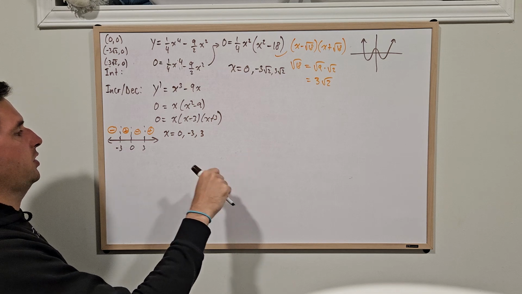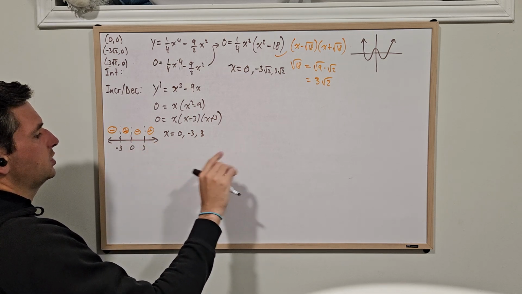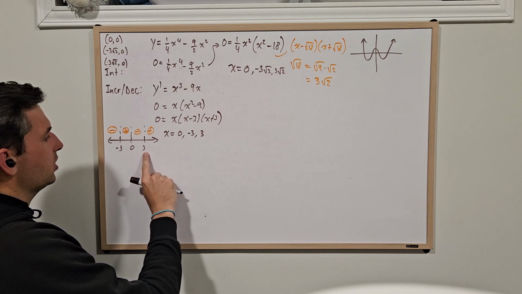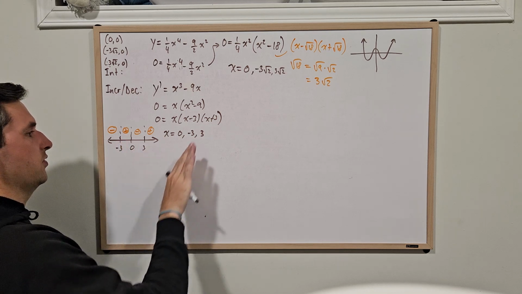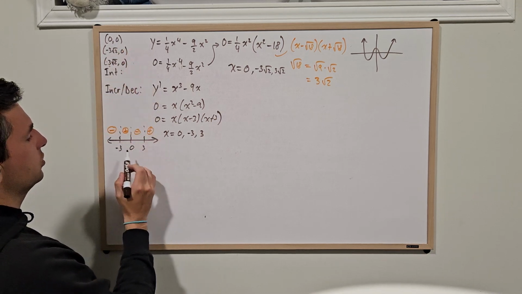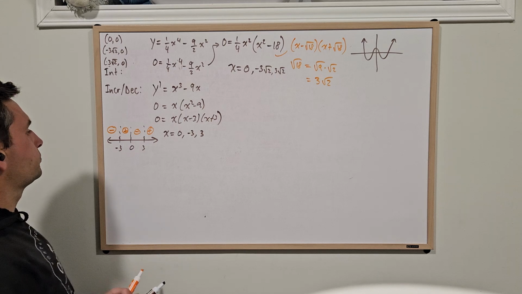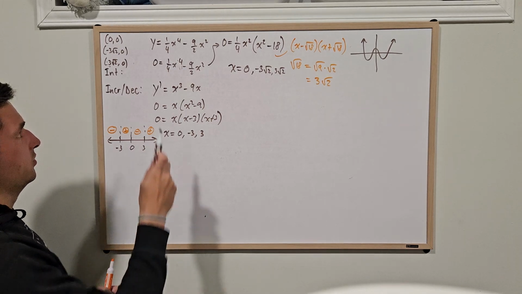So we're going to have a minimum, and here we have, again, a decreasing and then increasing interval at 3, so we're going to have a min there, and then we have a max at 0, because we have increasing and then decreasing, okay? Well, 0, we already know it's 0, 0, so that one lines up nicely with our intercept there. Here, we're just going to plug in negative 3, okay?